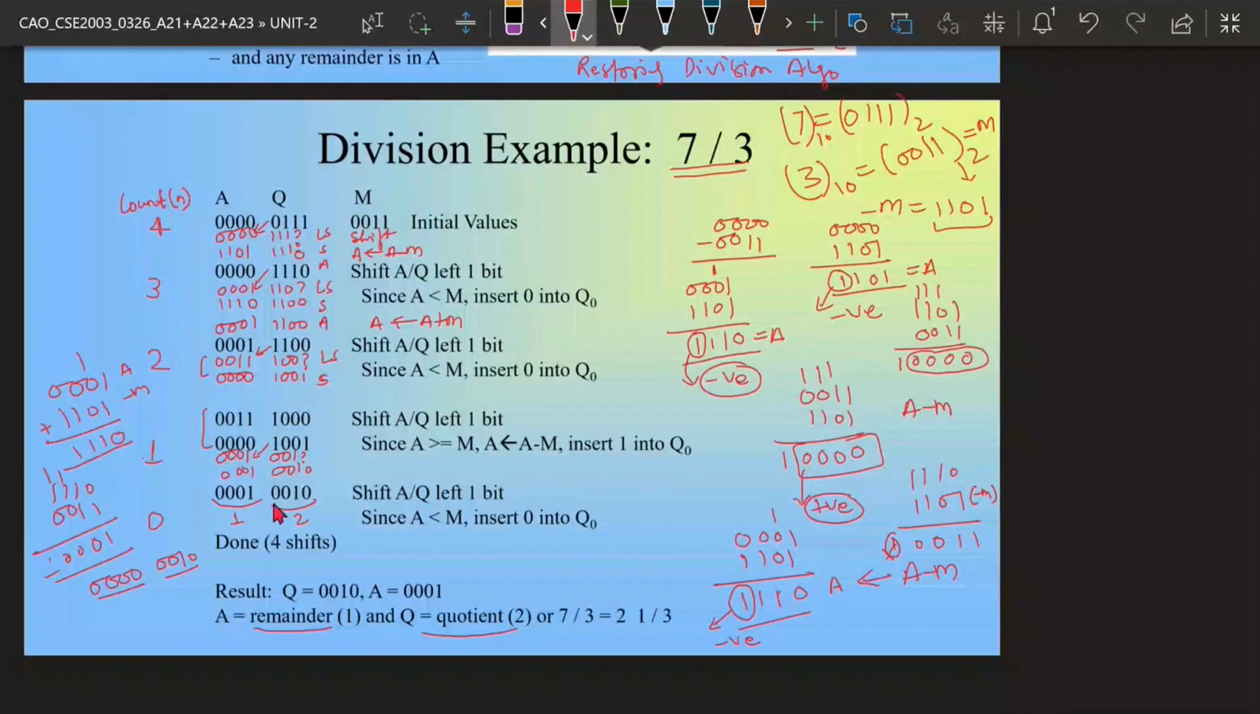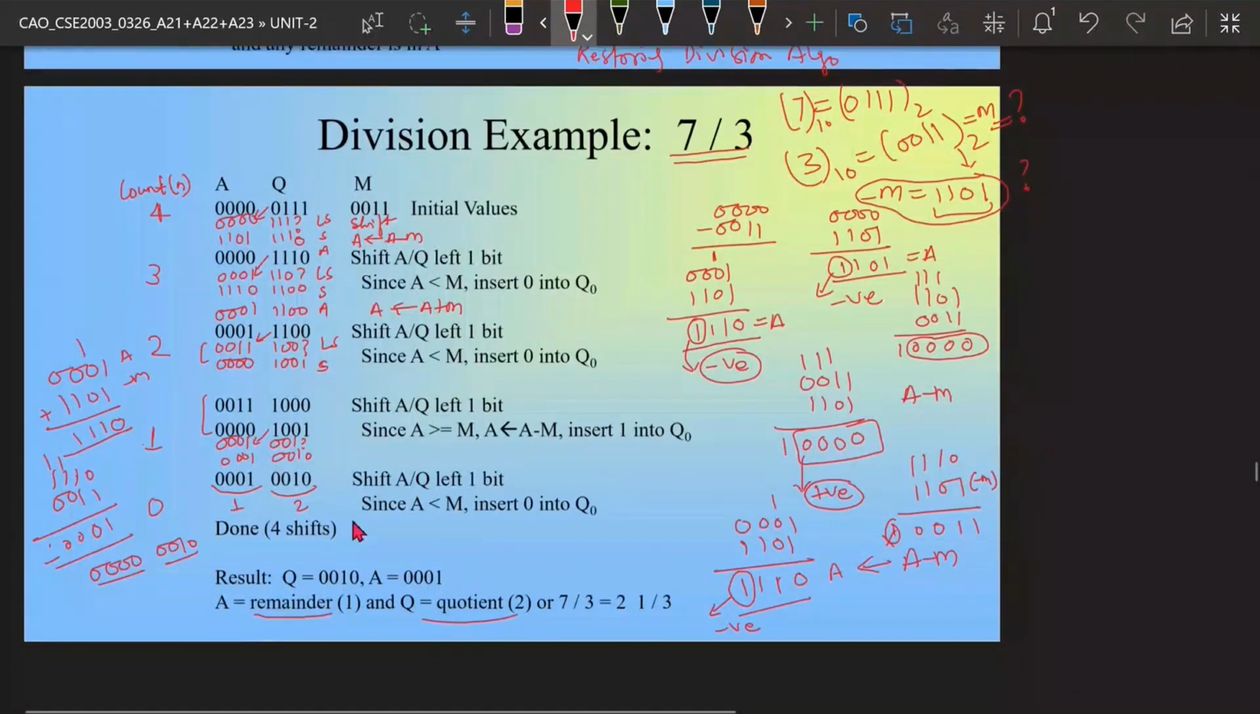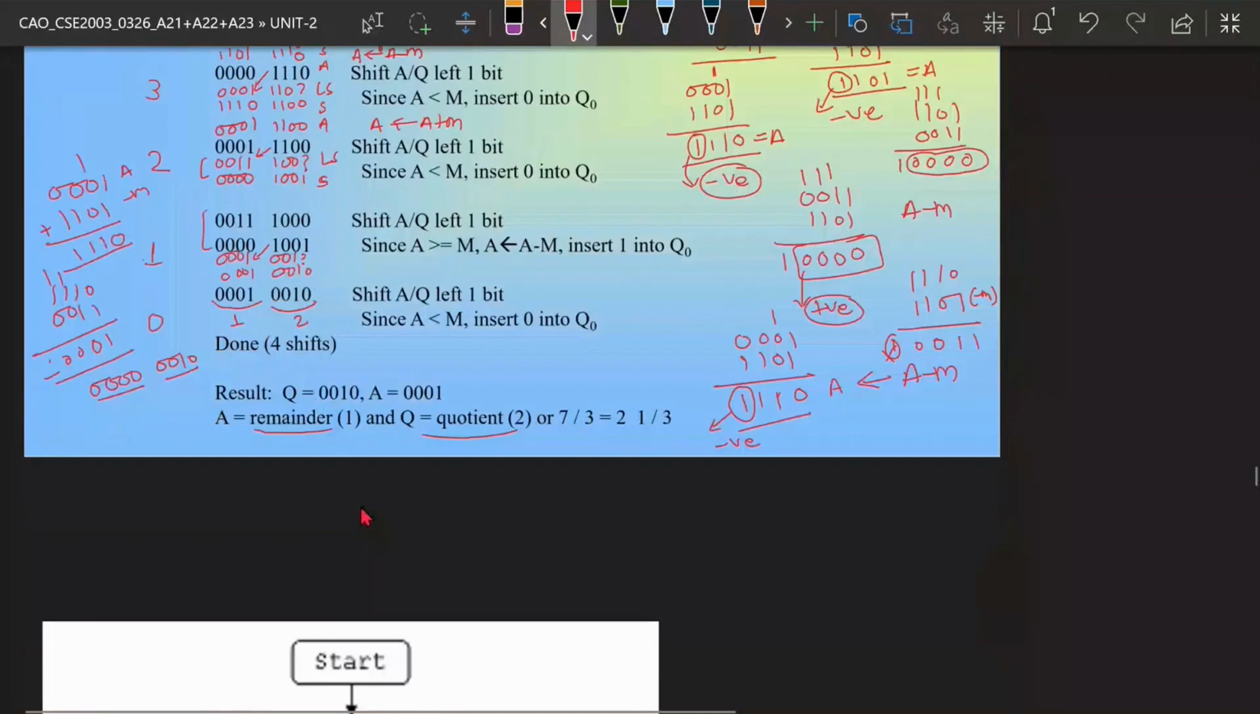So in that we have made a mistake. While adding, you need to take care whether we need to add minus M or we need to add M. We were adding the minus M, that's why there was an error. So this was the basics of the restoring type of algorithm.